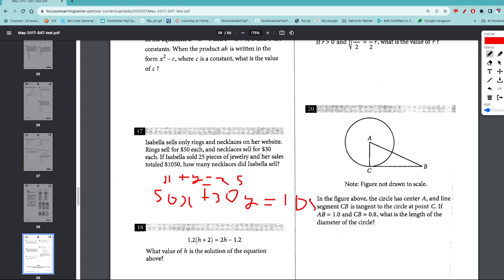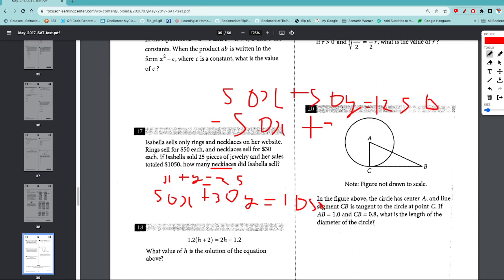They're asking how many necklaces did she sell, right? Yeah, how many necklaces did she sell? So let's cancel out the x's. Let's multiply the top equation by 50. So we get 50x plus 50y is 150, 75, 100, 125. And then you add the 0. And then subtract the 50x plus 30y is 1050.